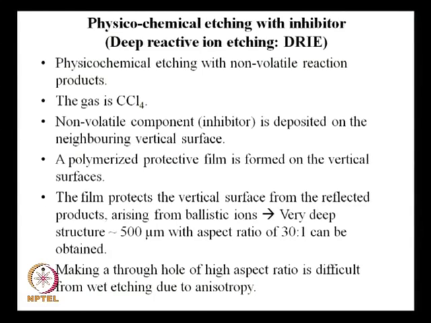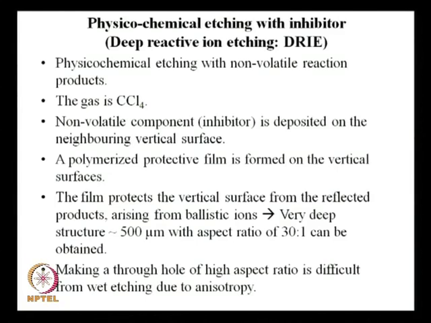Now, this film protects the vertical surface from the reflected products. So, ions are reflected back, and on the way it creates the anisotropy. That is how physical etching was happening. Here this protective cover will ensure that no more chipping takes place from the vertical surface. So, the film protects the vertical surface from the reflected products arising from ballistic ions, because you had ballistic ions as well as chemical species both present there.